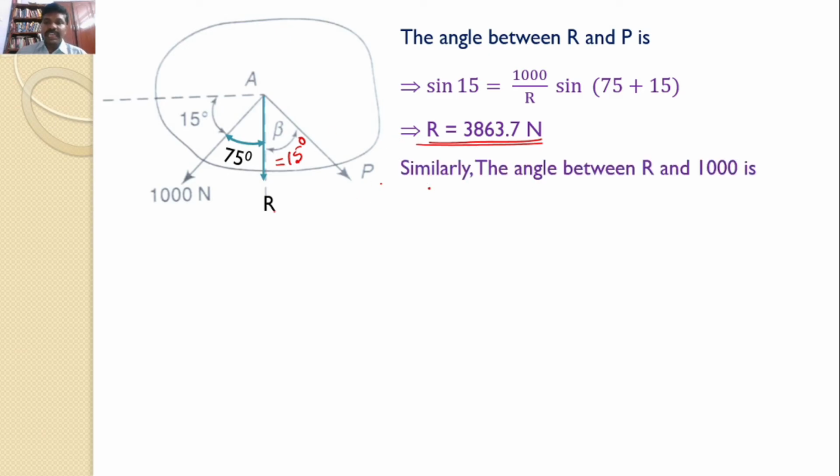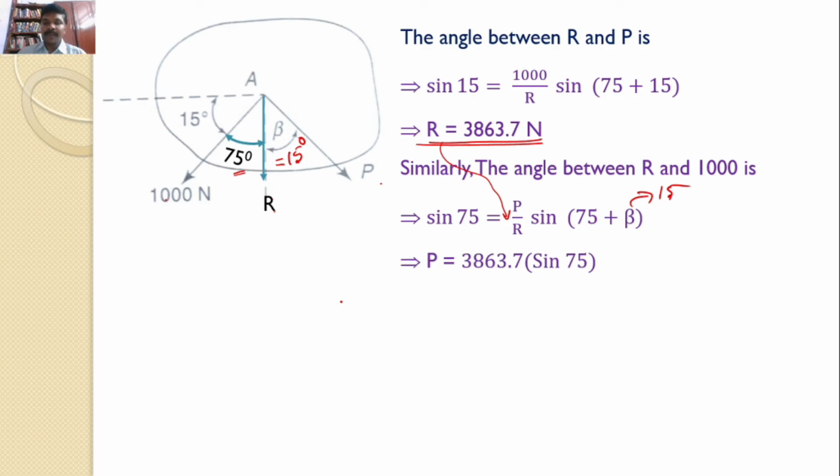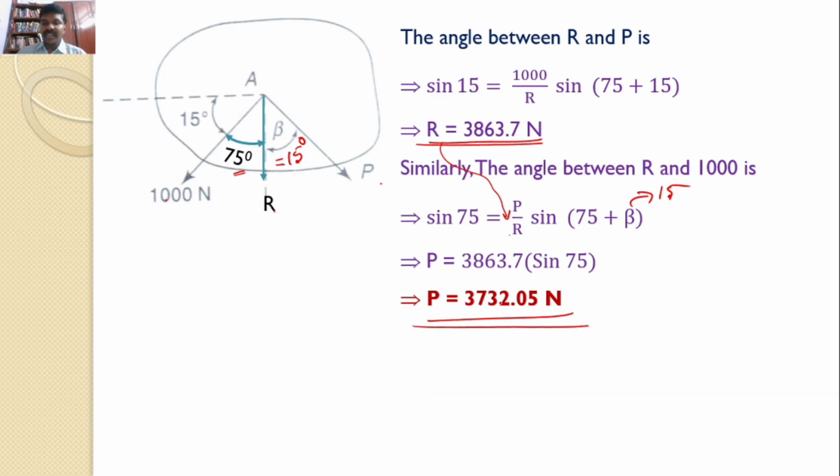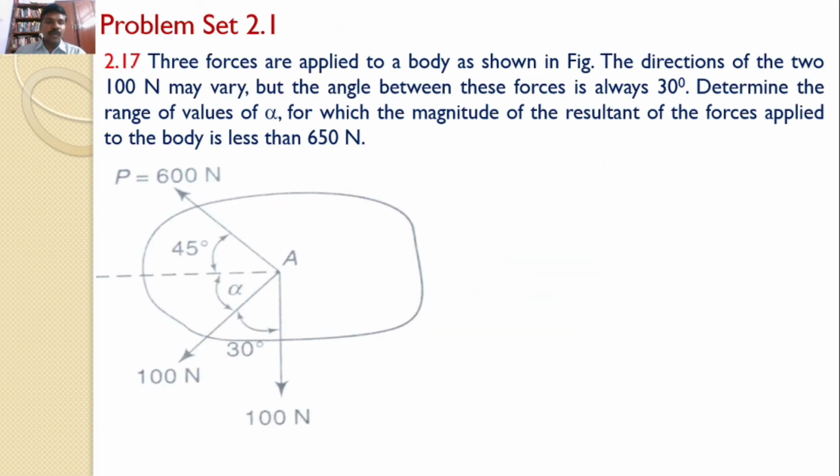Similarly, I know the angle between R and 1000 newtons is 75 degrees. So what equation can I write now? Sine 75 is equal to P by R into sine(75 + beta). We know that beta is equal to 15, and the R value we just calculated. You can substitute here. Hence I can calculate the P value as 3863.7 into sine 75. Hence the maximum value of the force P is equal to 3732.05.